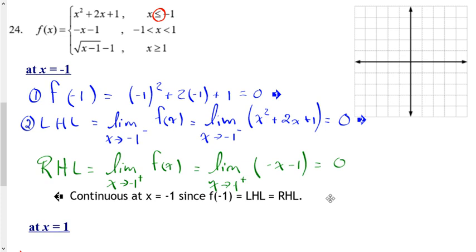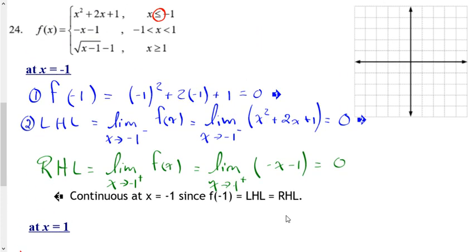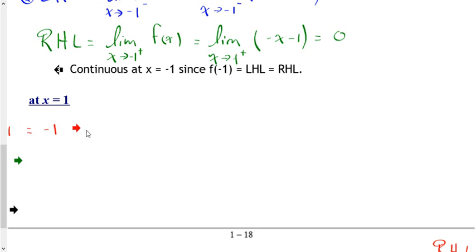How about when x is equal to positive 1? What's happening? Again, I look to see, is the function defined? So before I scroll down too far, here we can see that when x can equal 1, I will use this radical piece of our piecewise function. So the function is defined, and we can evaluate to find f of 1 is equal to negative 1.